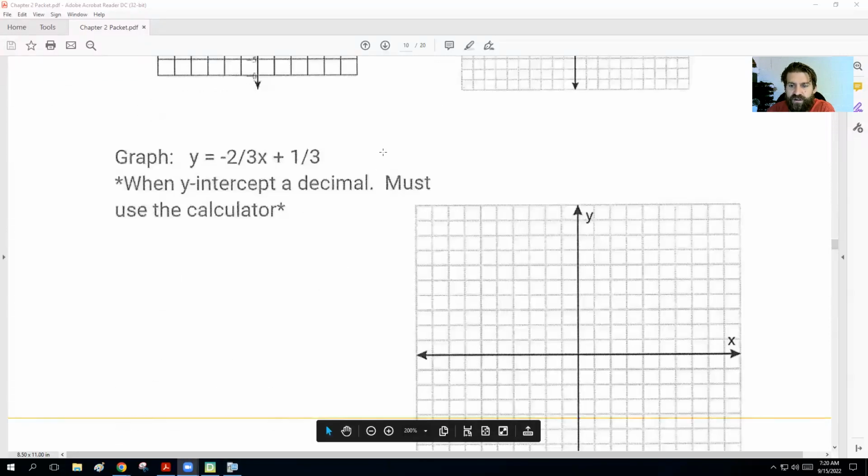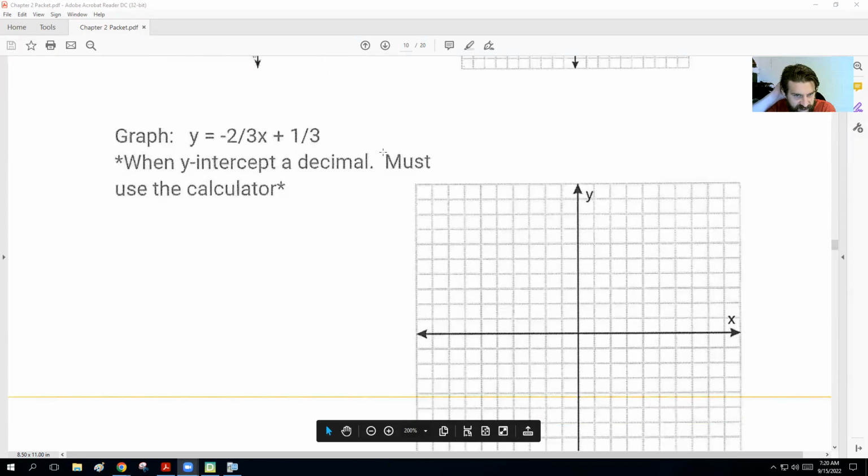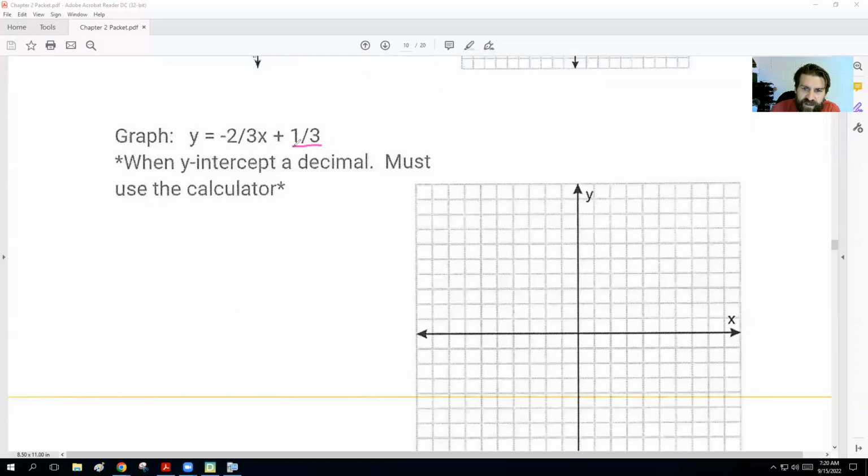Okay, so let's talk about this one here. How do we graph y equals -2/3 x plus 1/3? All right, we could go through and say the y-intercept is at 1/3. So that is in between 0 and 1. It's probably like right here. But then it's like, do we go down 1, 2, and over 3? Okay, are we going to put another dot right here-ish?